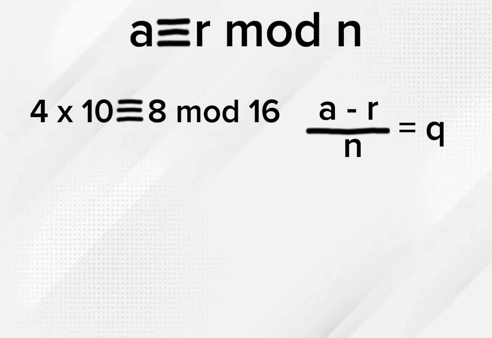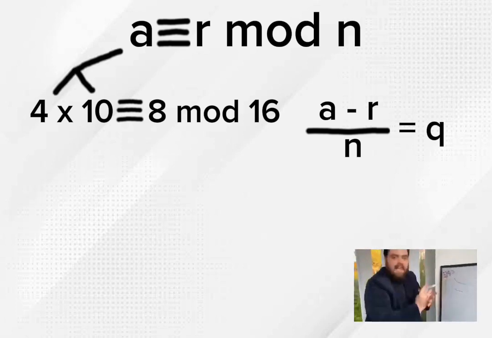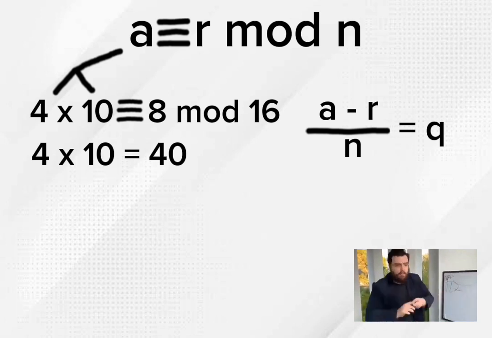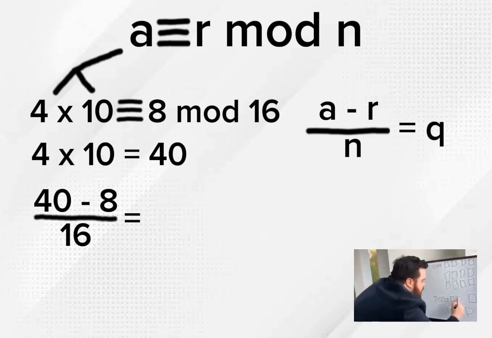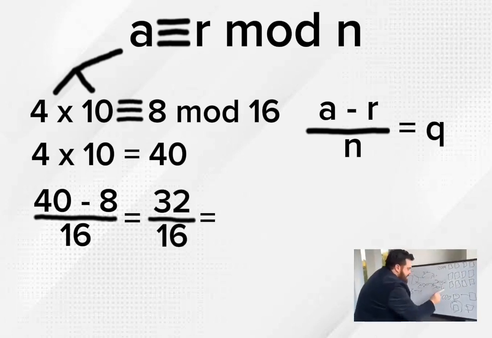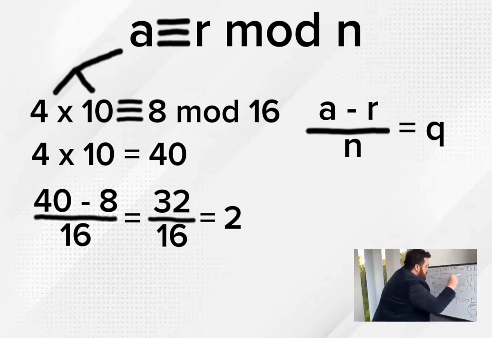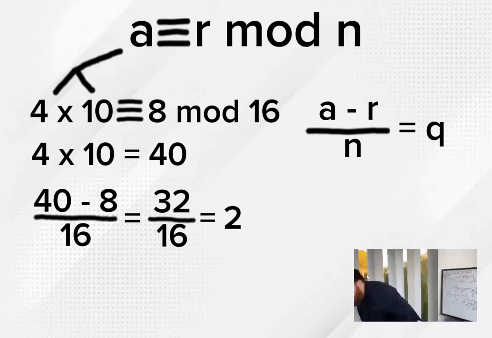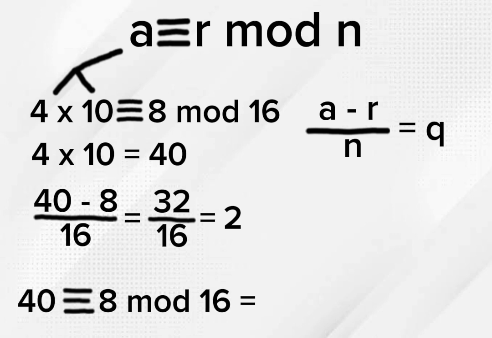Now for the last problem. 4 times 10 is congruent to 8 mod 16. Now let's use the formula. But first we need to get the value of a, which is the product of 4 times 10, which is equivalent to 40. So a is 40. 40 minus 8 divided by 16 is equivalent to 32 divided by 16. And 32 divided by 16 is equivalent to 2. And since 2 is an integer, then 4 times 10 is congruent to 8 mod 16, or simply 40 is congruent to 8 mod 16, is a congruent.